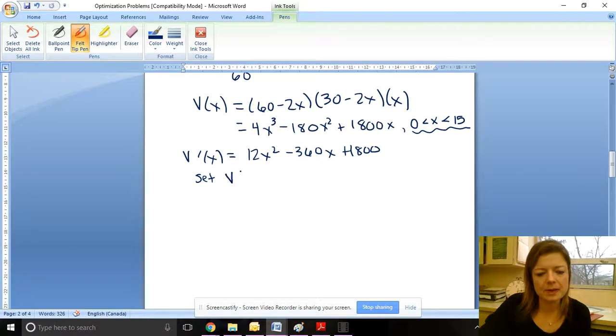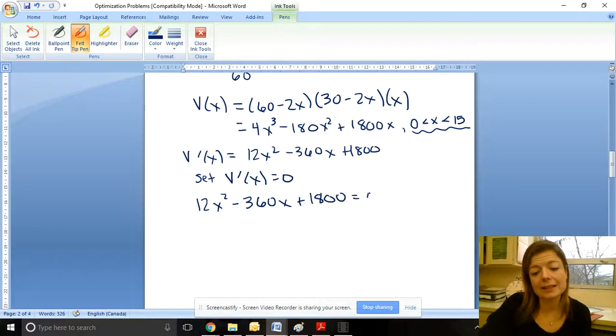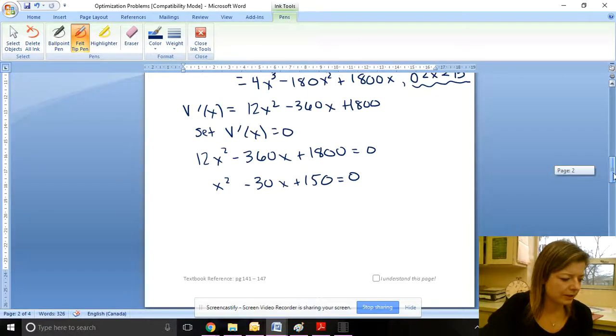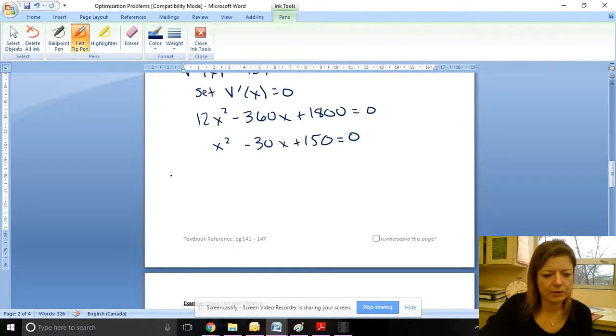So now you're setting the derivative equal to 0. So this long function, actually it's not long, it's just a quadratic. But see, now this is great because you just get to solve this quadratic instead of a cubic like before. So notice that everything is actually divisible by 12. So you can make this x squared minus 30x plus 150 equals 0. And then you can either factor, actually it's not factorable, you got to use the quadratic formula.